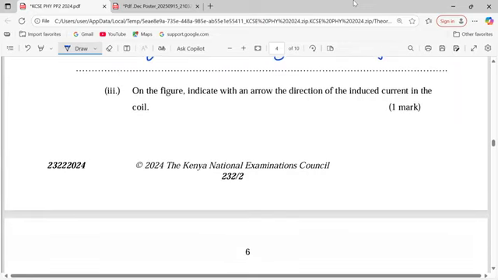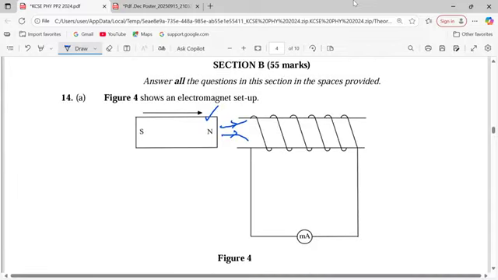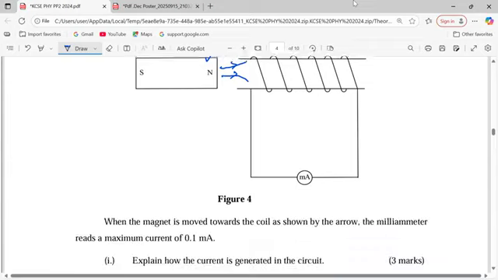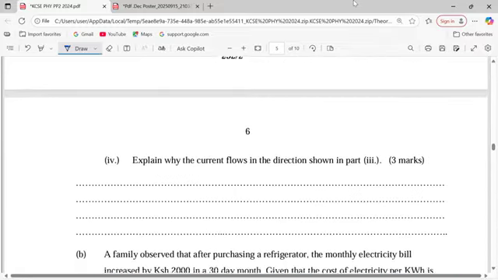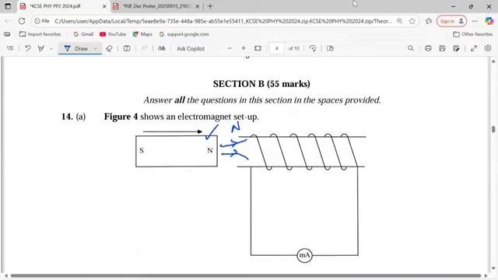On the figure, indicate with an arrow the direction of the induced current in the coil. So remember, we have what we call Lenz's law. According to Lenz's law, we usually have the magnetism produced opposing the magnet producing the change. So we will have another north produced at that point. Let's first indicate. So we will have a north so that the change produced is opposing the change producing it.